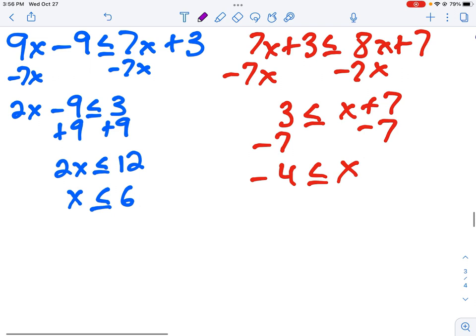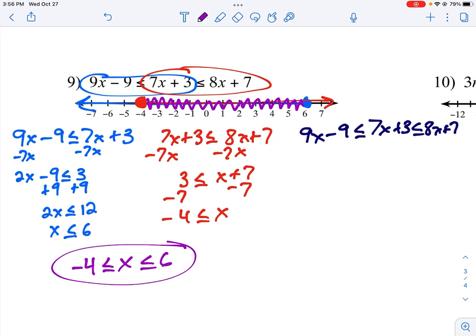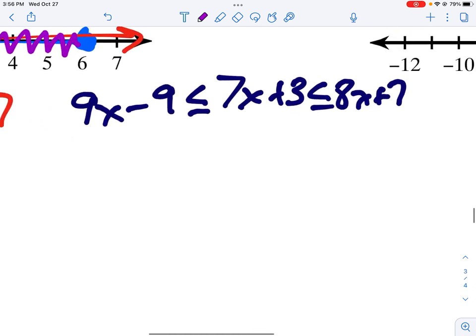Okay, so now we're going to have to write these together. So when you do write these together, you should always put the smaller number on the left and the bigger number on the right. So it's going to be -4 is less than or equal to x, which is less than or equal to 6. So there is your final answer. Now let's see if it works, and it will, when you do it all as one.